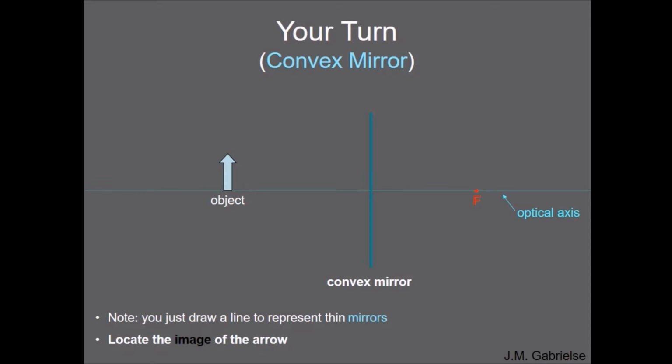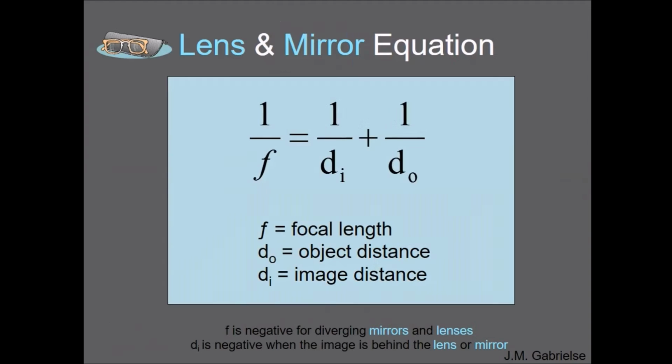Now you have this object, you have this F focus point. Now locate the image of the arrow. This is the image with these sight lines.